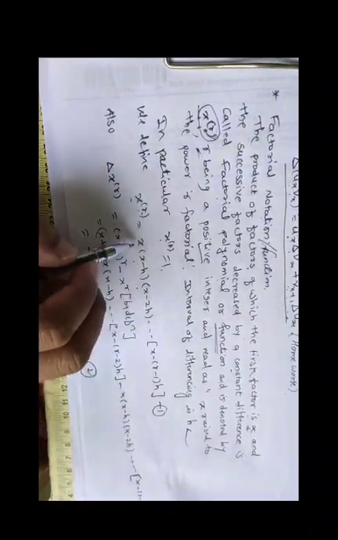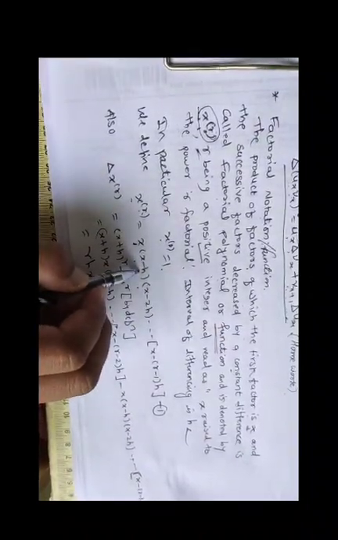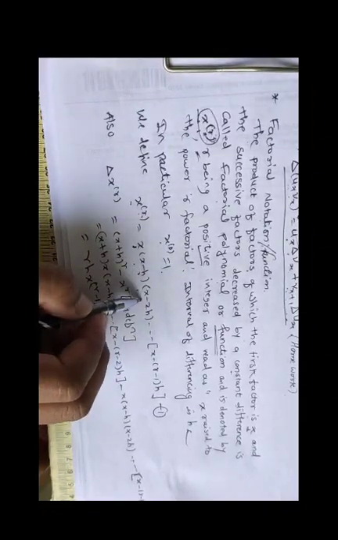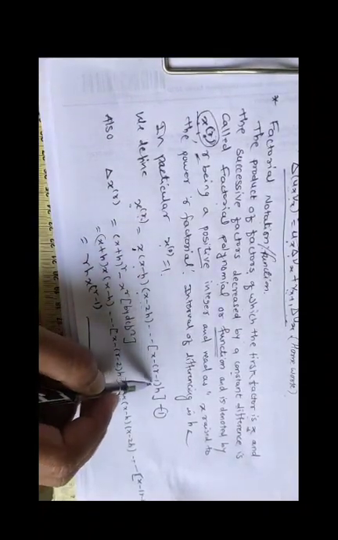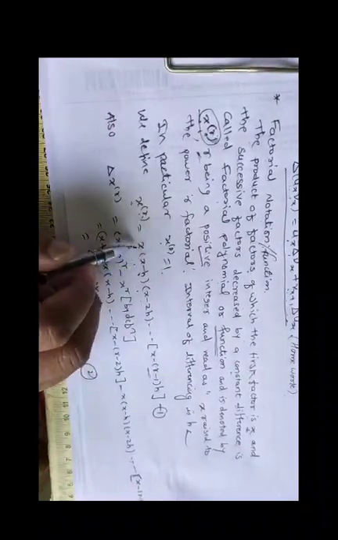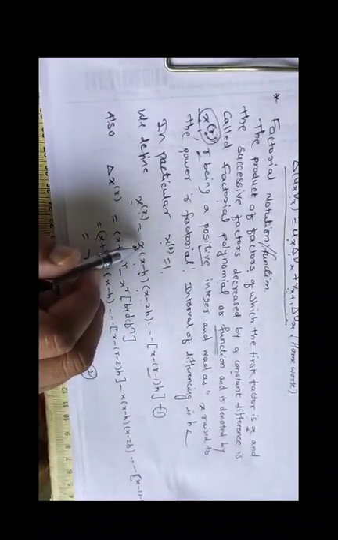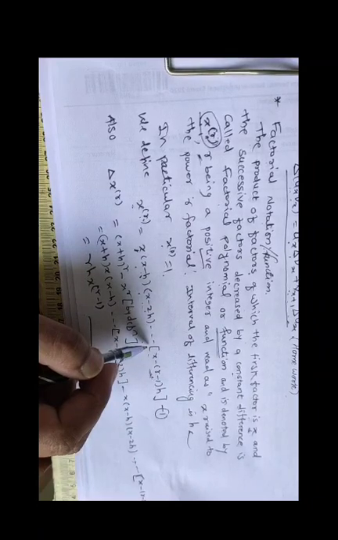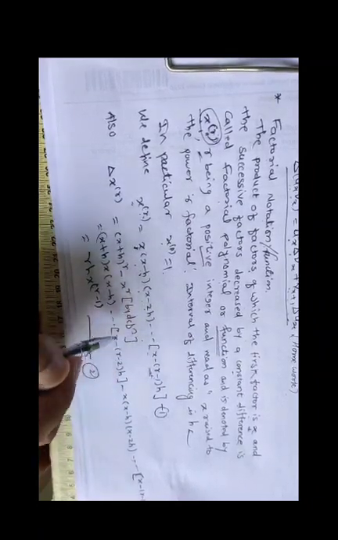and so on. The first term is x, the second is x minus h, after that x minus 2h, and so on. This is the r-th term, because we count first, second, third, fourth, fifth, so the last factor is x minus (r minus 1)h. In this way we can find the factorial polynomial or factorial function.